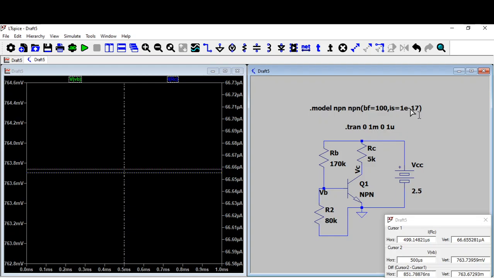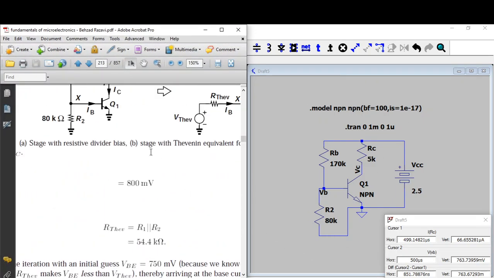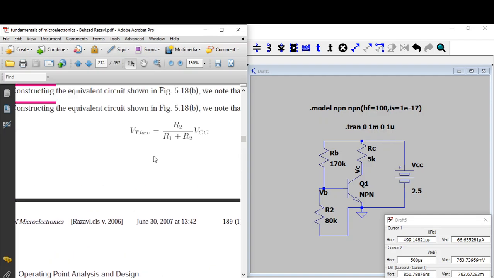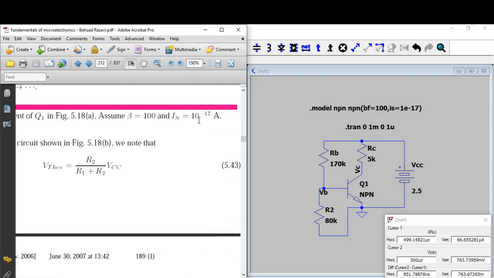Of course, in Q2N2222 it is 10 power minus 14. A range of minus 14 to minus 17 will do. So I took it as per the textbook. The textbook says you take the value of IS as 10 to the power of minus 17 amperes.